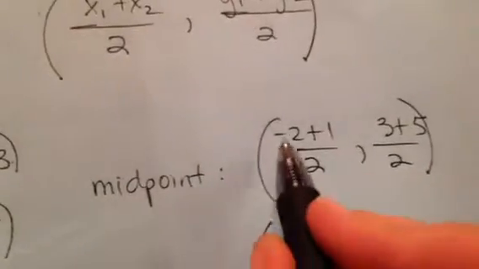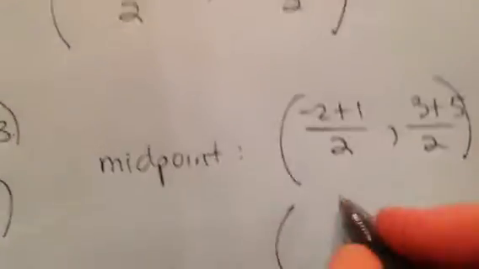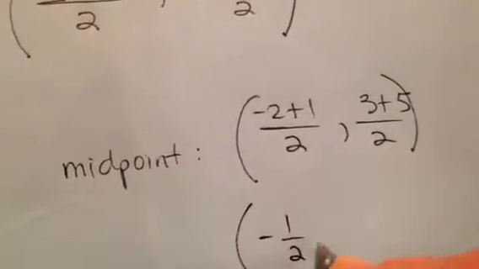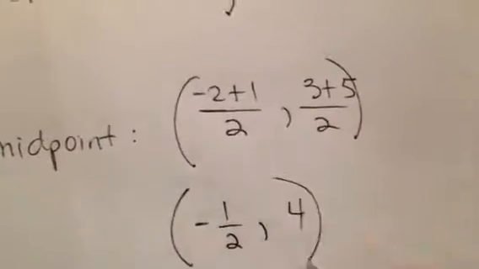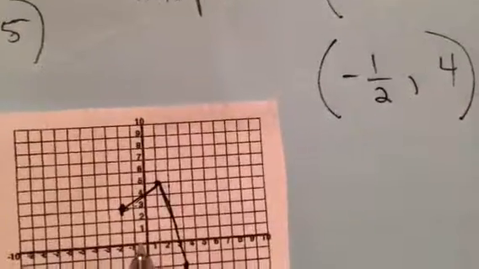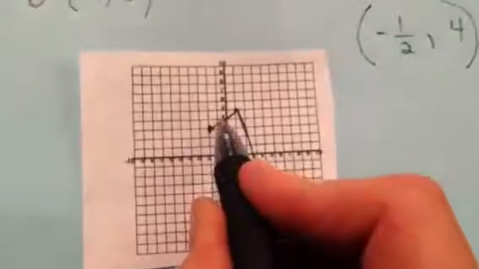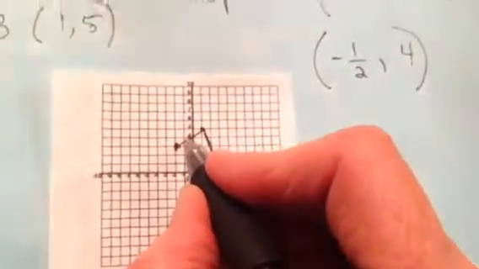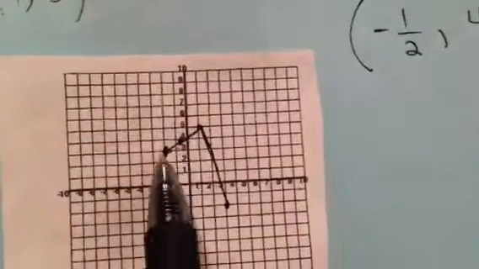So simplify, -2 plus 1 is what? -1. So we have -1/2. Here we're going to get 8/2, which is 4. That would be the midpoint. Okay, now look, does it look like it's in the midpoint? -1/2, so we're going to go over -1/2 and up 4, and it's right there. So it looks pretty good. There it is. So it's exactly in the middle between those two.